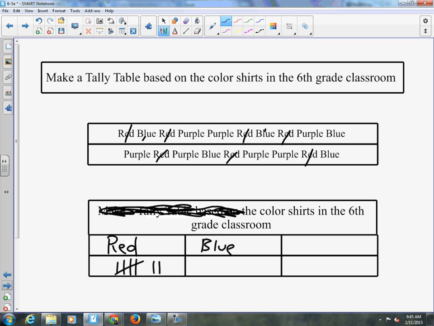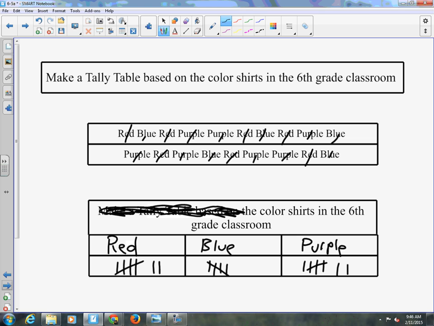1, 2, 3, 4, 5. Okay. It doesn't matter what way I put my little cross line. It makes no difference at all. Okay. And we got purple. 1, 2, 3, 4, 5, 6, 7. Oh, 7 again. There. There's my tally table.